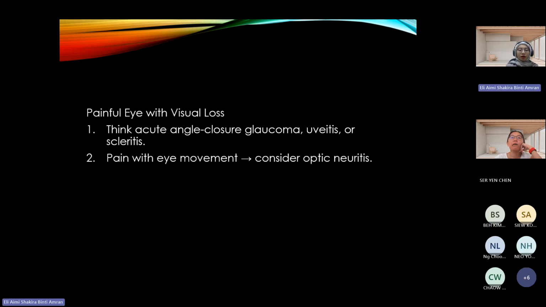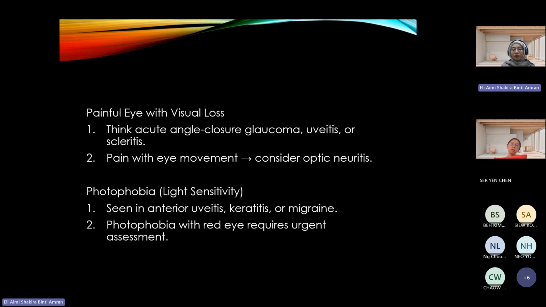Okay. And then painful eye with vision loss. You can think of acute angle closure glaucoma, uveitis or scleritis. And then if the eye movement is associated with pain, you can consider optic neuritis.